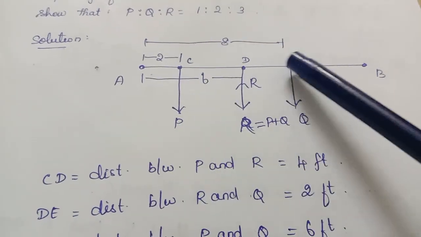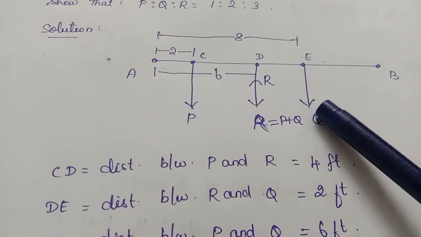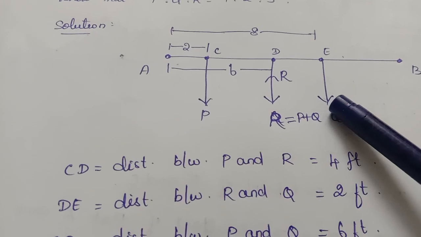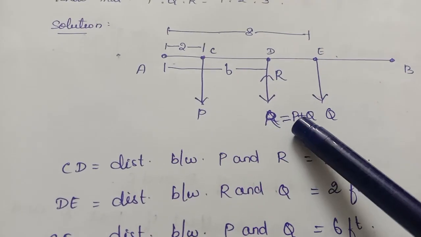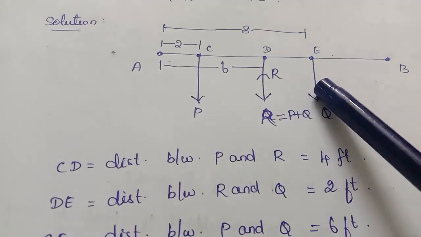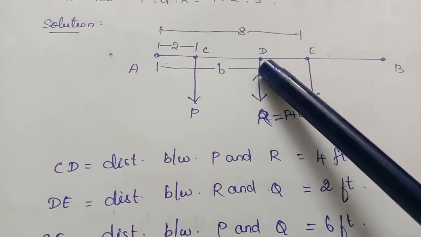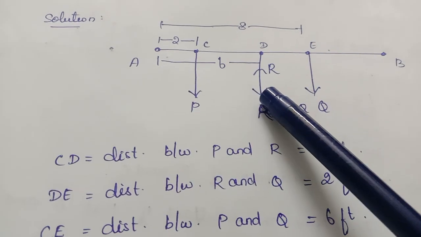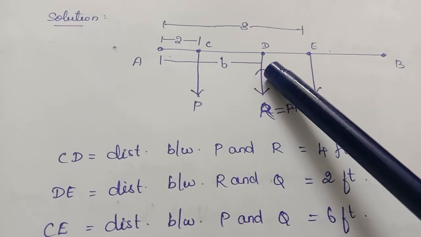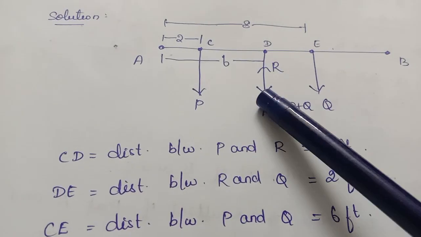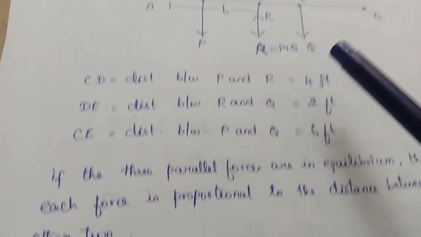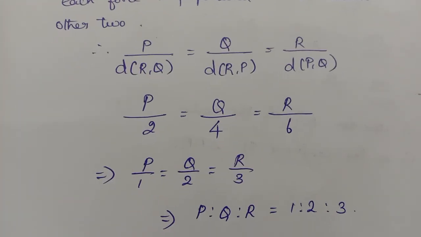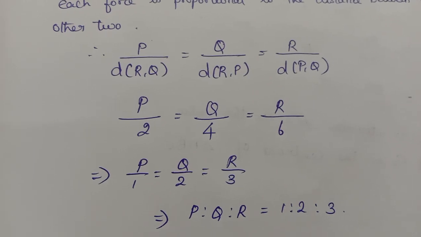See, if I take this P and Q as like parallel forces, the magnitudes of P and Q are unknown. So if P and Q are taken like this, then your R must be equal and opposite to the resultant of the two forces. So R must be in the upward direction, and the magnitude of R should be equal to P plus Q. So P plus Q will be acting downwards, but R will be acting upwards. That is what I have represented in the diagram. For doing the problem, what should you remember? That each force is proportional to the distance between the other two forces. Okay, that's all. Thank you.